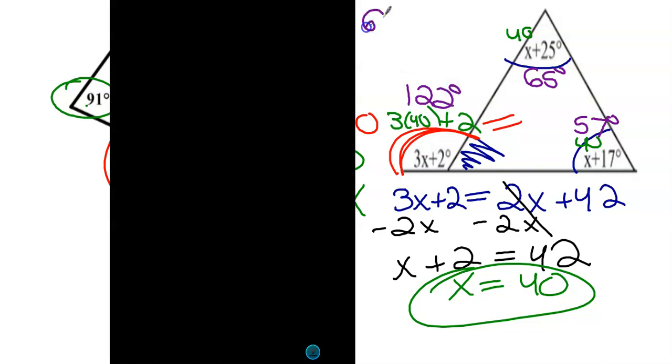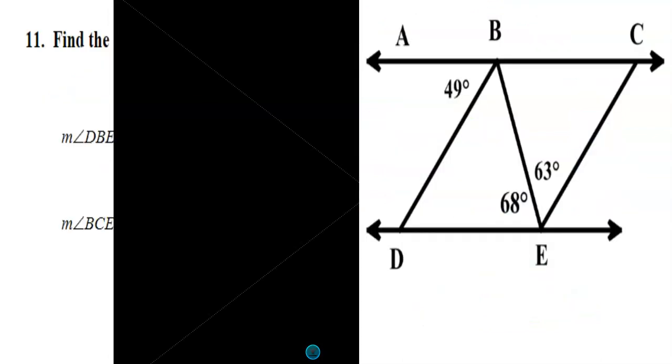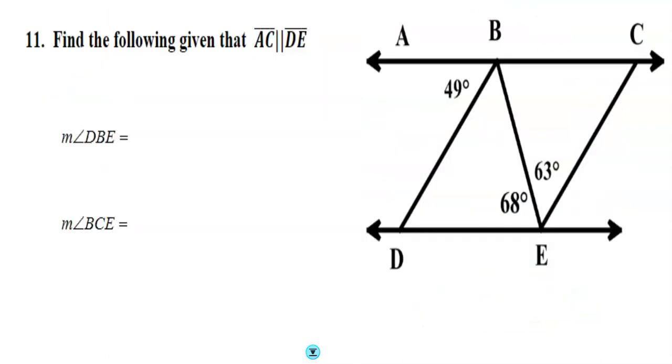So does 65 plus 57 equal 122? Did I do it right? Let's see. 65 plus 57. Well, by golly, that equals 122. Holla, I did it right. Okay, so you can plug it back in also. All right, moving right along.